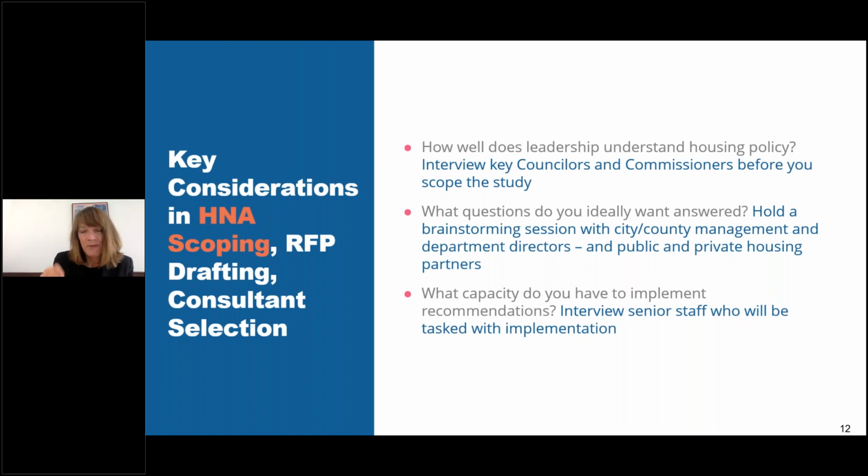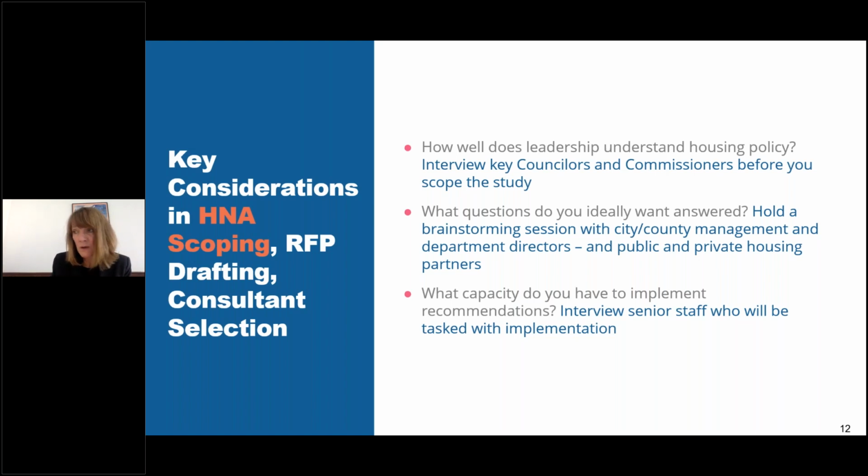That alone will make or break the success of a study. And then capacity. Inevitably we get to the recommendations phase and we can come up with the best recommendations in the world, and our clients will say, we have no staff to implement that. Thinking about what can we do now and what can we do in the future is the way that I would think about it.